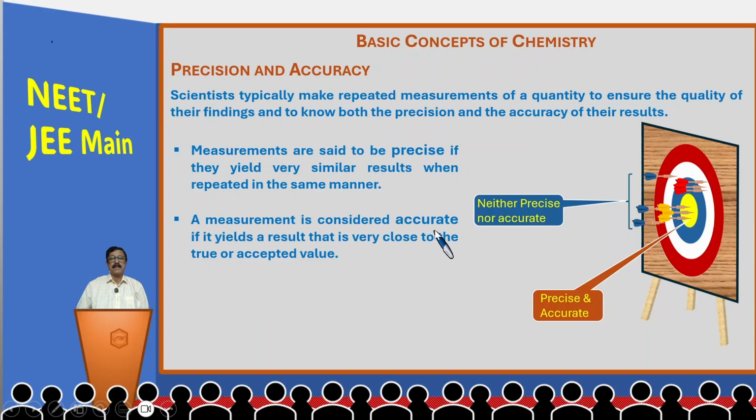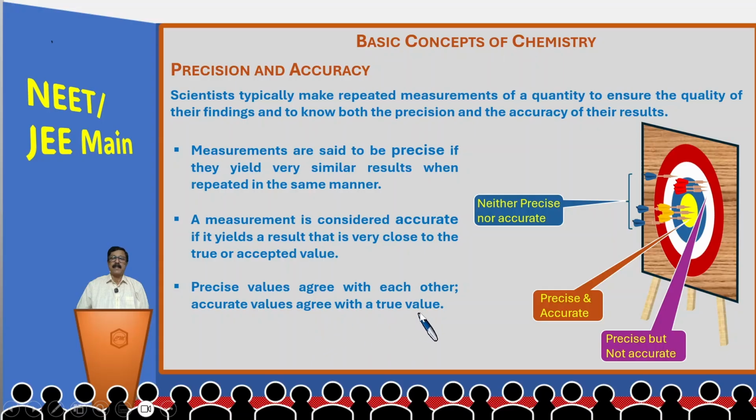A measurement is considered to be accurate if it yields a result that is very close to the true or accepted value. The three red dots are outside the target, so they are not accurate, but they hit nearby places. That means repeated measurements give almost the same result. So we can say these dots are precise but not accurate. Precise values agree with each other, accurate values agree with the true value.